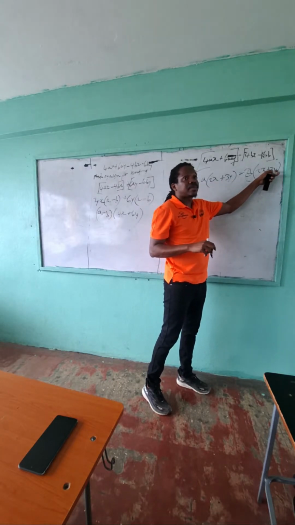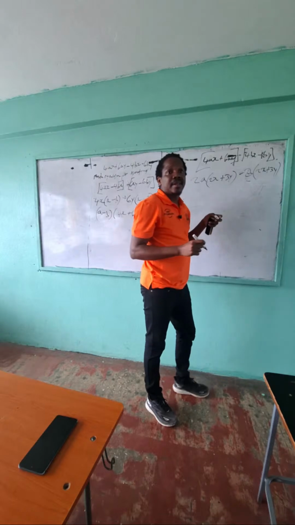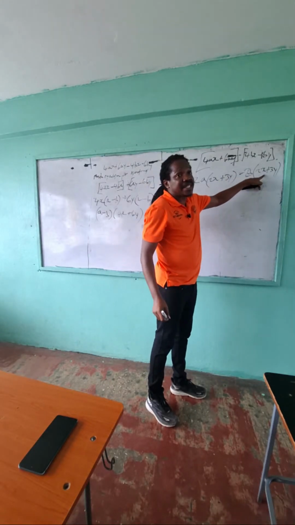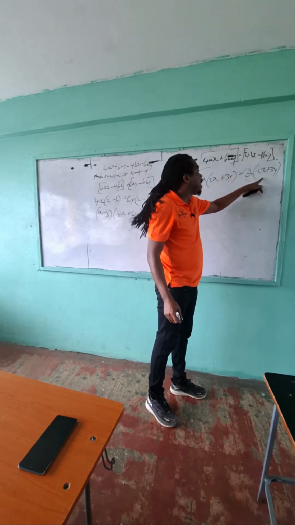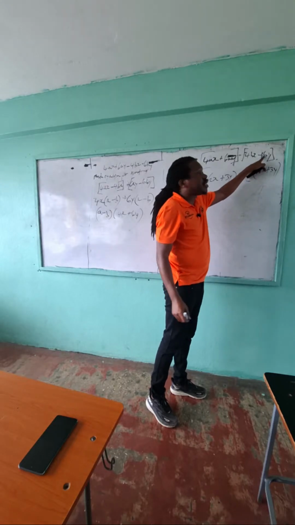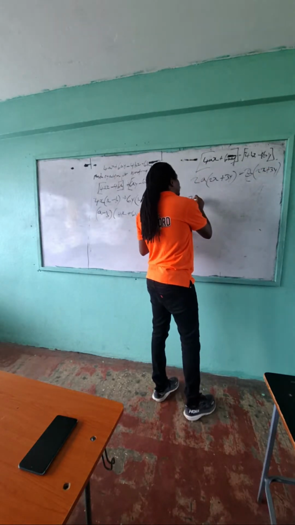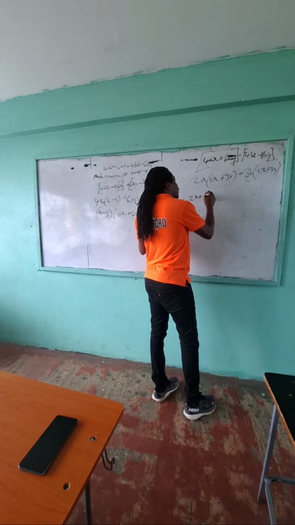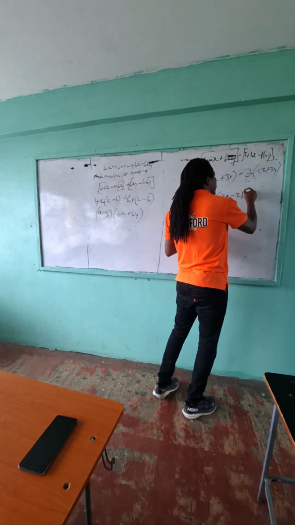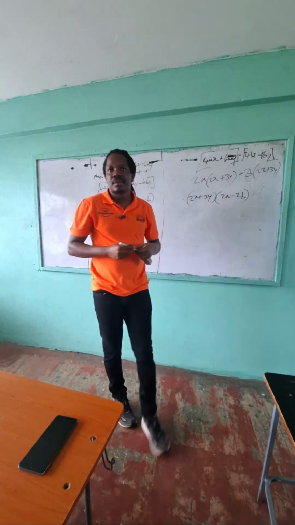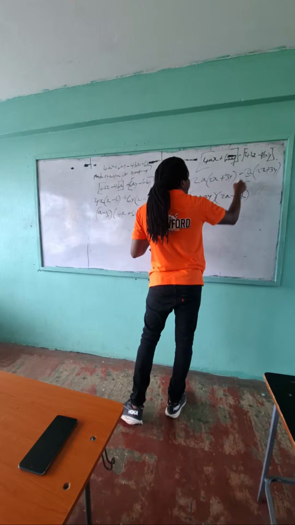Yes, sir. You understand? You have to get this and this to be the same. So you have to change this to a negative. So negative into negative 4bx gives a positive 2x. And negative into negative 6by gives a positive 3y. So you now have 2x plus 3y, 2a minus 2b.